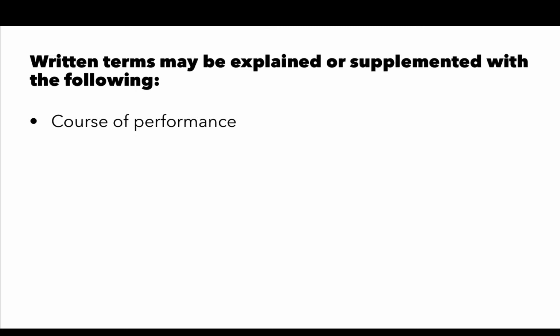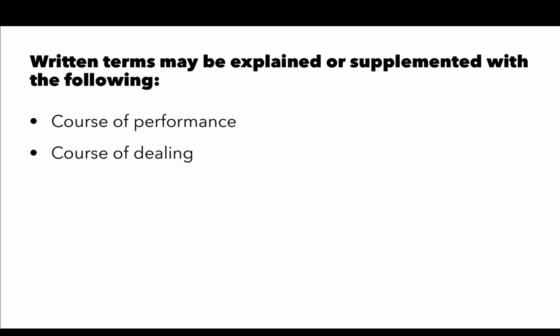The first is course of performance. And when we say course of performance, we look to see what has been the conduct of the parties to the agreement under this agreement. What have they done so far in conjunction with the execution of this agreement? Course of dealing refers to prior conduct between the parties to the contract that establishes a common basis for their understanding.